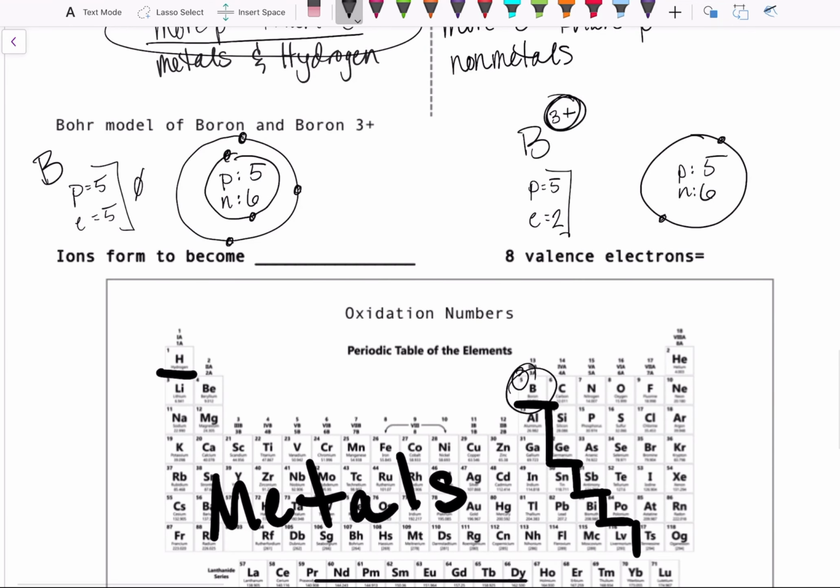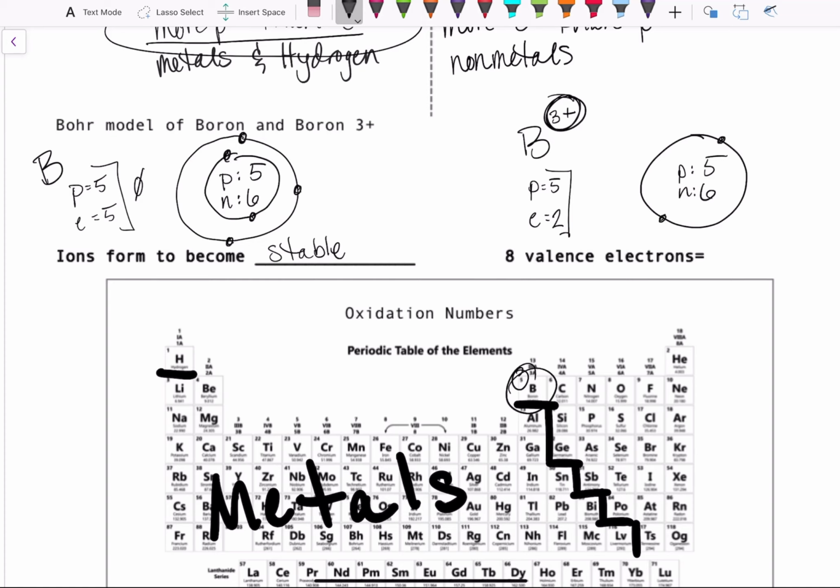So why do ions form anyway? Why does boron want to form this 3+ charge instead of staying neutral? It would seem normal for them to be neutral, but it's actually not. Boron like this is incredibly unstable because its electrons aren't happy. Certain electron configurations are more stable than others, and so boron wants to become more stable. So ions form to become stable, and specifically, all of them want to have 8 valence electrons.